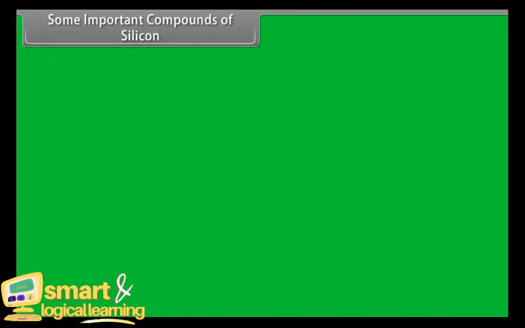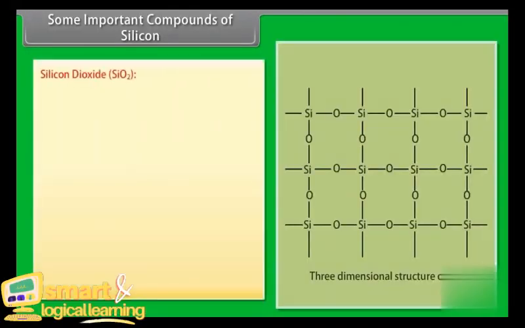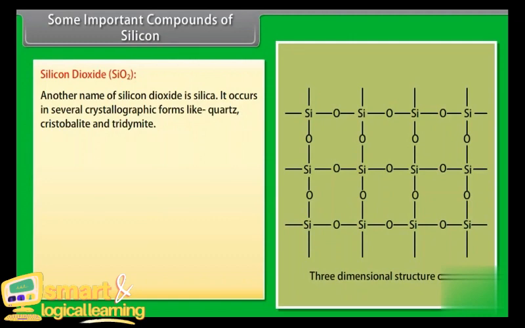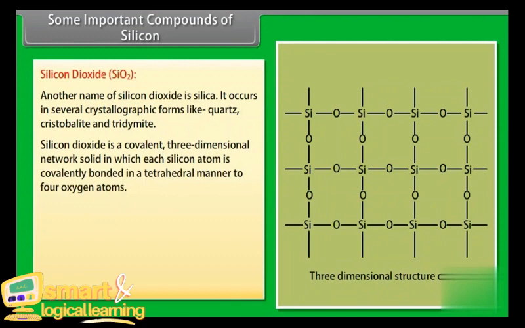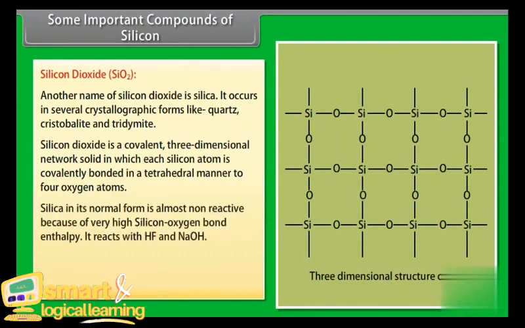Some important compounds of silicon. Silicon dioxide. Another name of silicon dioxide is silica. It occurs in several crystallographic forms like quartz, cristobalite, and tridymite. Silicon dioxide is a covalent three-dimensional network solid in which each silicon atom is covalently bonded in a tetrahedral manner to 4 oxygen atoms. Silica, in its normal form, is almost non-reactive because of very high silicon-oxygen bond enthalpy. It reacts with HF and NaOH.